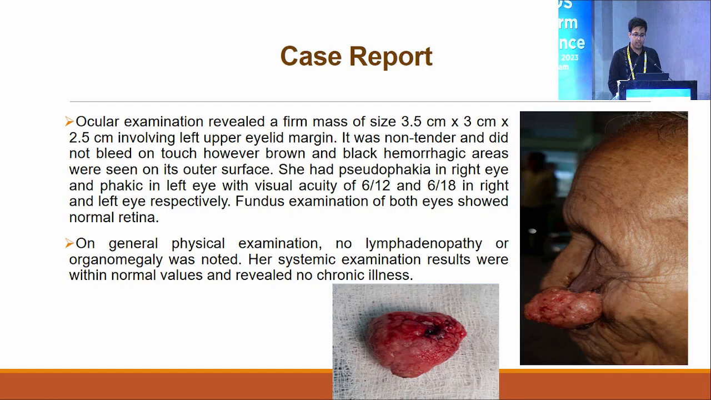Ocular examination revealed a firm mass of size 3.5 x 3 x 2.5 centimeters involving the left upper eyelid margin. It was non-tender and did not bleed on touch. However, brown and black hemorrhagic areas were seen on its outer surface. She had pseudophakia in her right eye and phakia in her left eye with visual acuity 6/12 and 6/18 in right and left eye respectively. Fundus examination was normal in both the retina. On general examination, no lymphadenopathy or organomegaly was noted. Her systemic examination results were within normal values and there was no chronic illness.